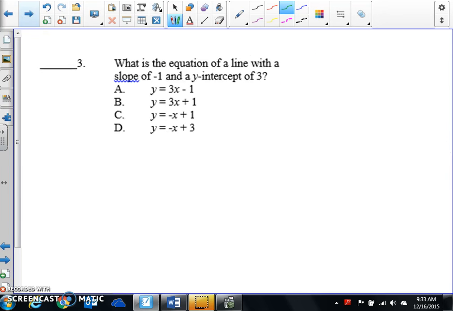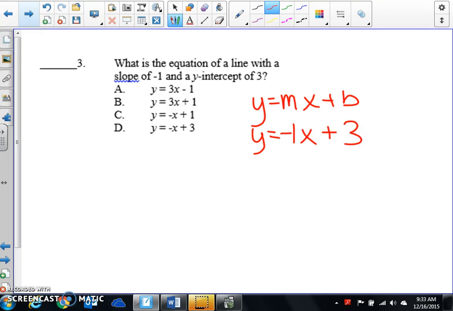What is the equation of a line with a slope of -1 and a y-intercept of 3? y equals mx plus b. y equals, my slope is -1, and my intercept is 3, so plus 3. Now remember, we don't really write that 1. It's just there. We know it's there. It's insinuated. So this is really just y equals -x plus 3, which is D for delicious.